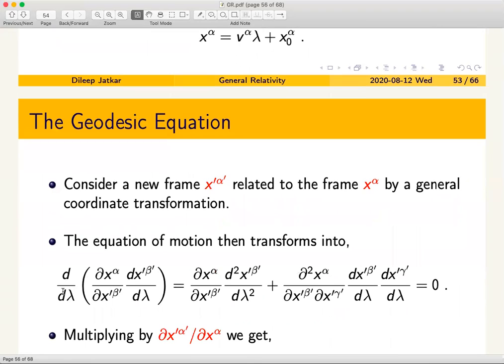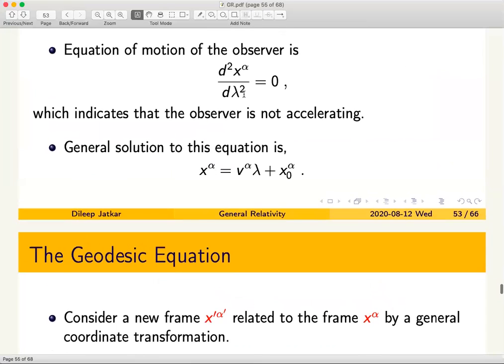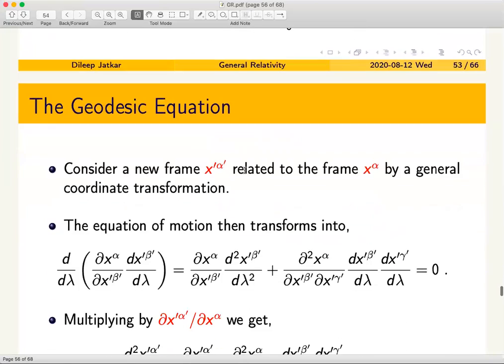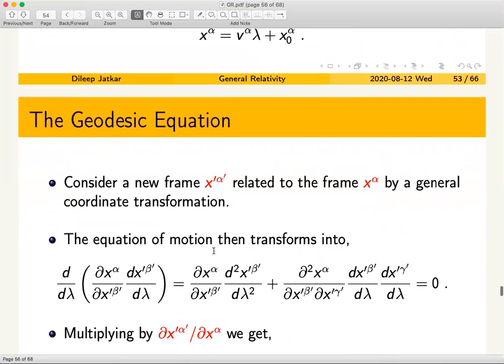Now let's apply d/dλ on this. So d/dλ would act on both these quantities. When it does not act on this and acts on the dx'/dλ piece, then you get this term, where ∂x^α/∂x'^β' just sits around, and you have the second derivative with respect to λ piece. Which is very analogous to what we have here. Albeit it's multiplied by some factor, but it's very similar to that.